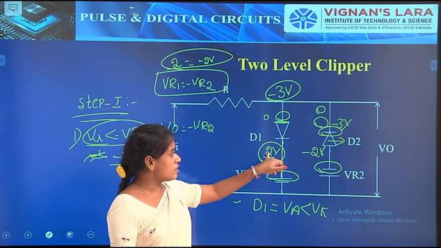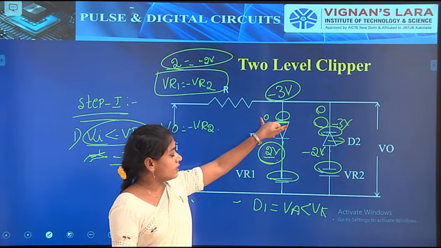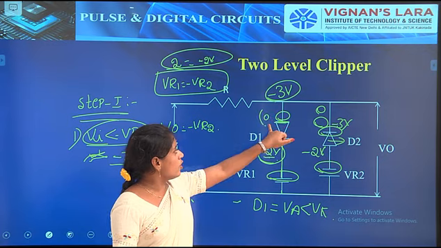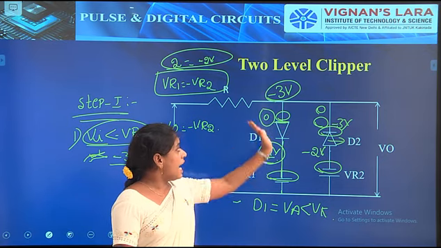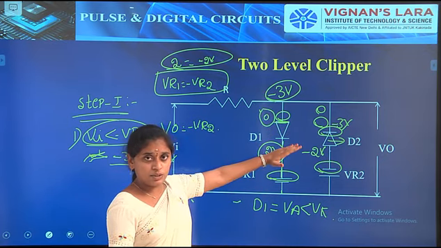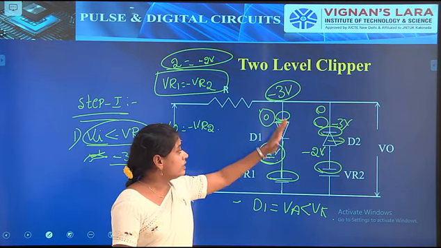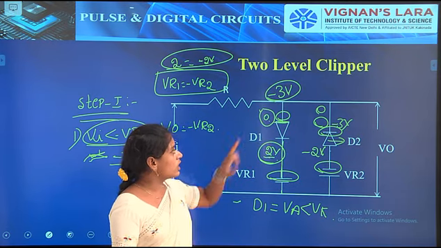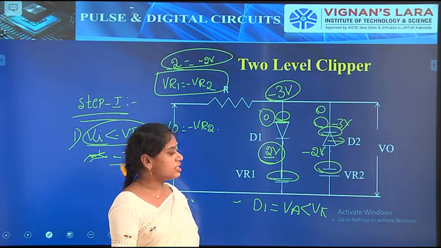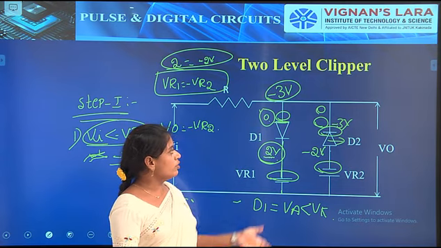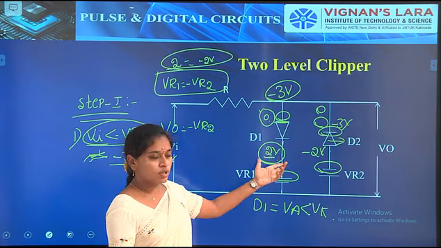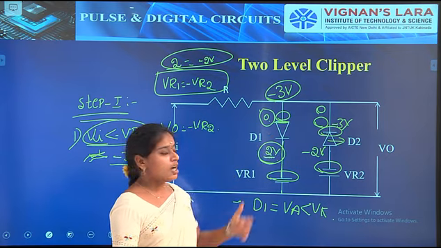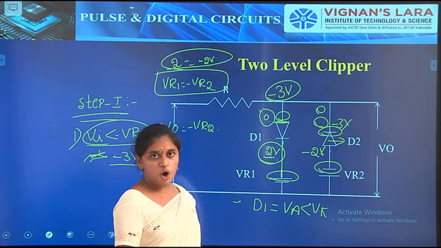So we assume it as 2 volts. So the anode terminal is connected to 0 volts. From this we have to say that the anode voltage is less than the cathode voltage. Then what happens? Diode D1 becomes off condition. Why? Because here the anode voltage will be 0 volts and the cathode voltage is 2 volts. So from this we have to know that the cathode voltage is greater than the anode voltage. So that's why diode D1 becomes off condition.